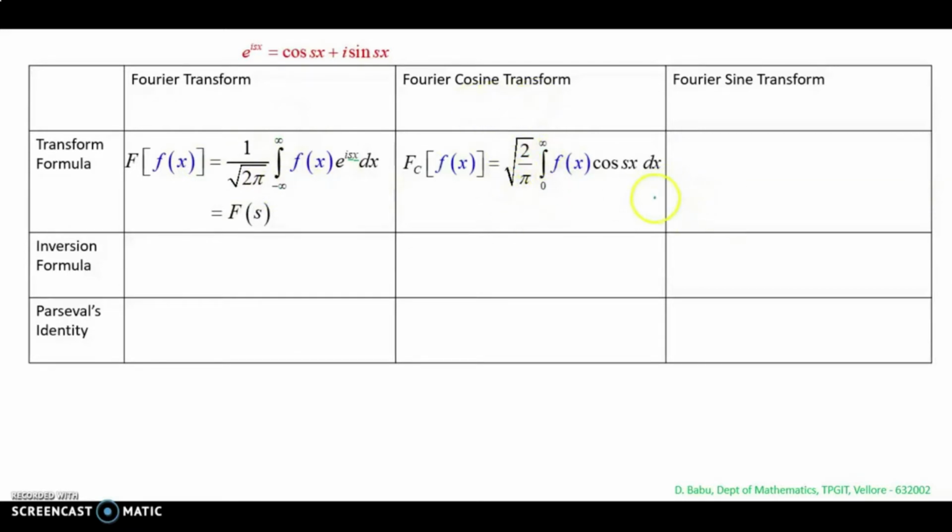So next, for Fourier sine transform formula, instead of cos sx, we substitute sin sx. So that is called Fourier sine transform formula. That is Fourier sine of f of x equal to square root of 2 by pi, 0 to infinity, f of x sin sx into dx. The only difference is here cos, here sin.